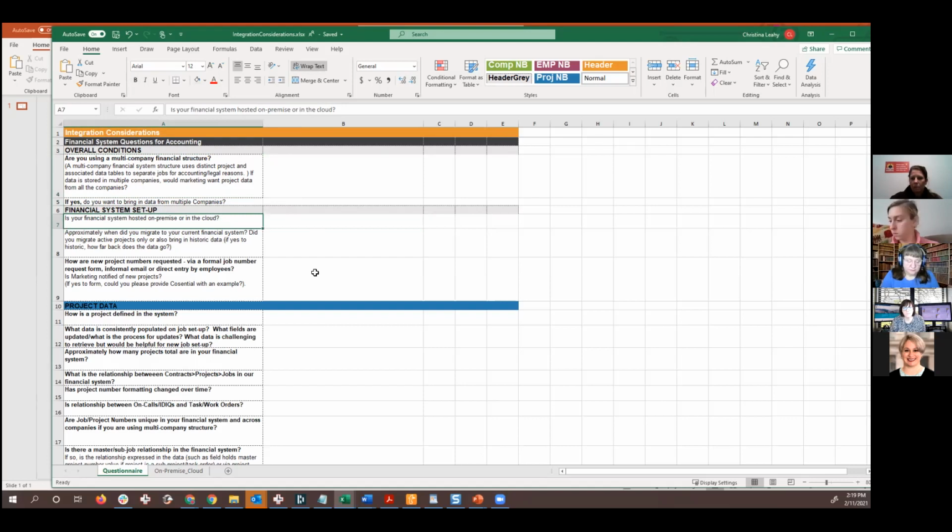Is our financial system hosted on-premise or in the cloud? This is confusing a lot of times, and this matters also as you bring on other integrations. On-premise means there's a database on a machine in your office, right? The right question to ask is, where is the data housed? Everybody's moving to the cloud. Cosential's always been in the cloud, but now everybody else has sort of caught up with that.